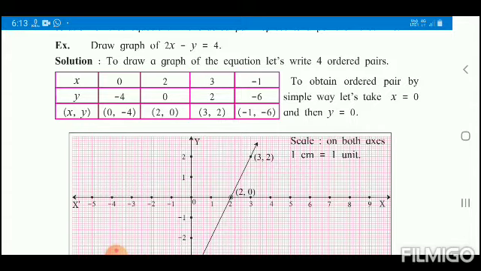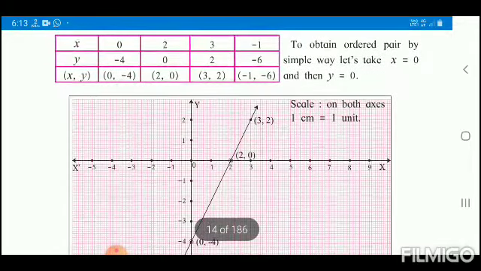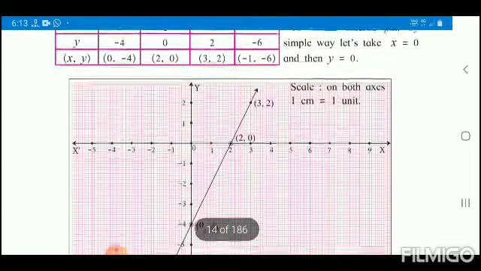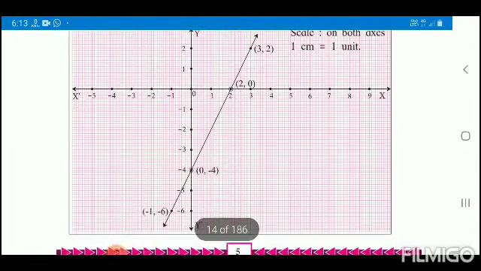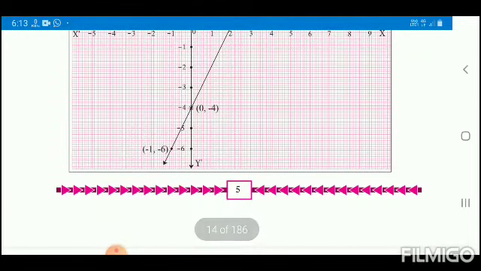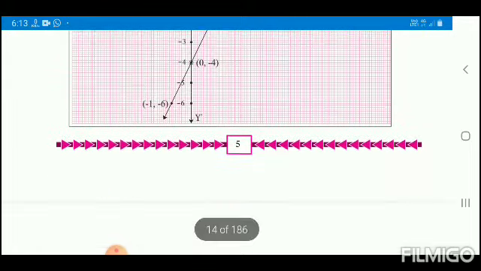To obtain ordered pairs in a simple way, let us take x equal to 0 and y equal to 0. That means at least we will get 2 points. Now again I will repeat the steps to follow for drawing a graph of a linear equation in two variables.